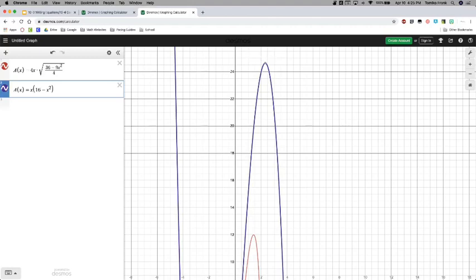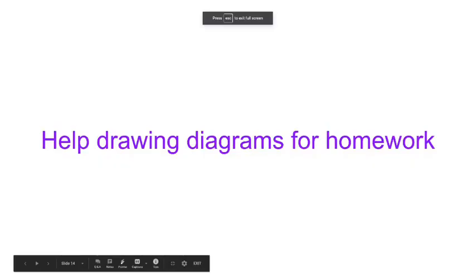Okay, before you get working on your homework, I do have some hints for the homework for maximization. So take a look if you'd like, but I think these might be helpful for drawing diagrams for the homework.